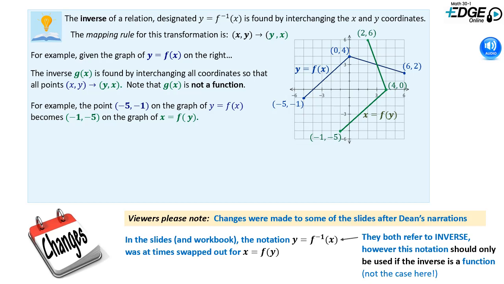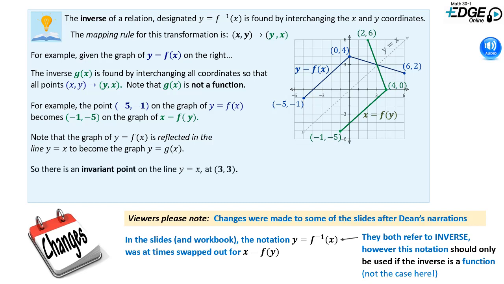If we follow one of our points, for example, negative 5 and negative 1, we see that its transformed version is negative 1 and negative 5. This corresponds to a reflection in the line y equals x. So all points could be considered reflections over the axis of y equals x. Our invariant points, therefore, will be all points that lie on the line y equals x. Here, y equals x intersects the graphs at 3 and 3. This is the only point for which both the x and y coordinate were the same.